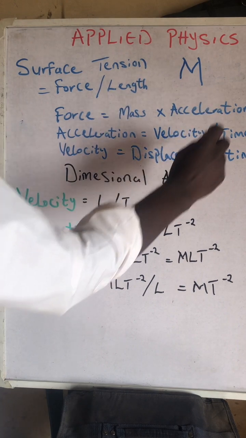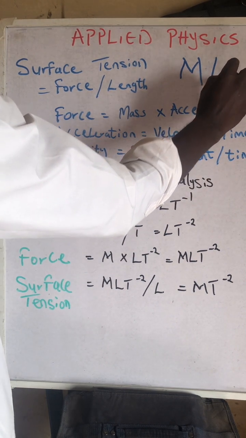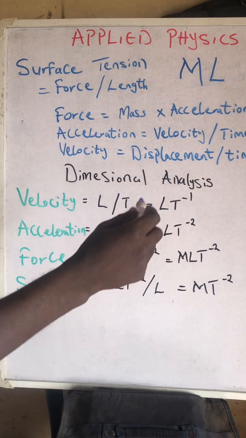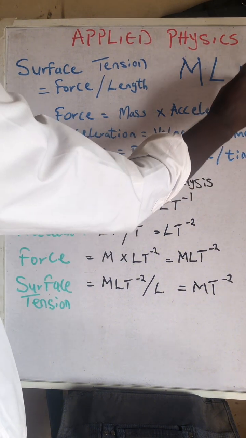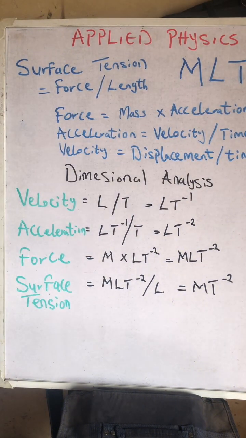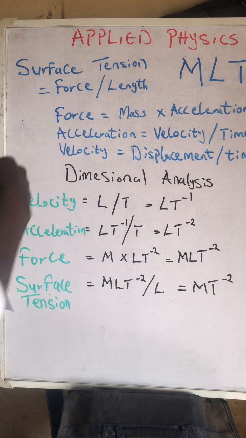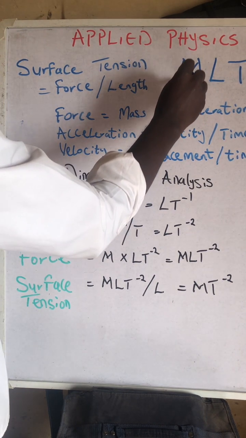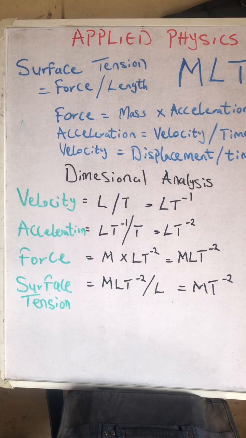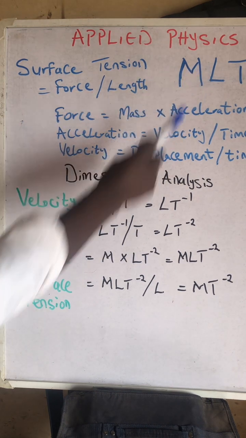M stands for mass, L here stands for length, then T stands for time. Now, on the basis of this, we use the capital letter of their first alphabet. So we'll be solving with this.